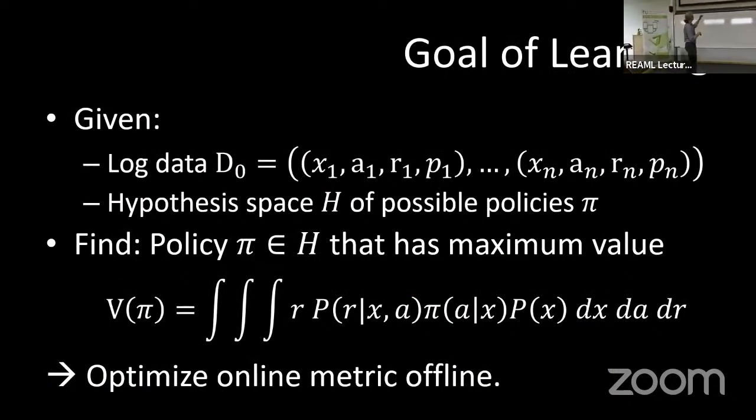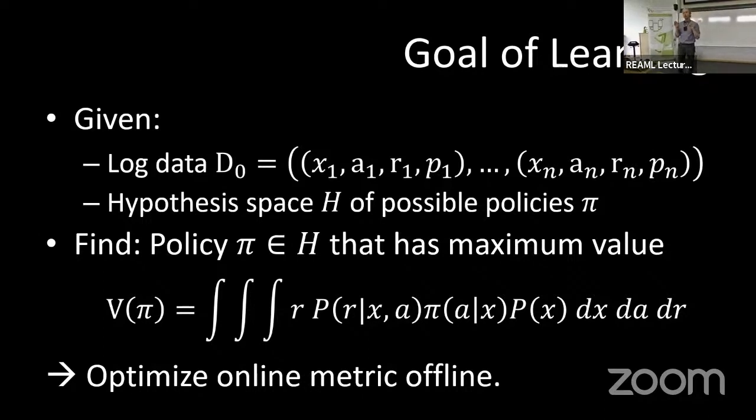So what's our goal? We have our data. We have a hypothesis space, or a policy space, of potential policies that we want to consider. Maybe deep networks that we turn into policies or something like that. That's our space. And the goal is that we find a policy that has maximum expected reward, has the maximal value.